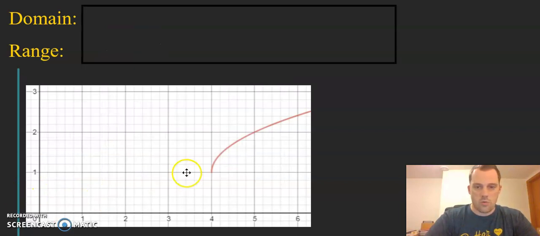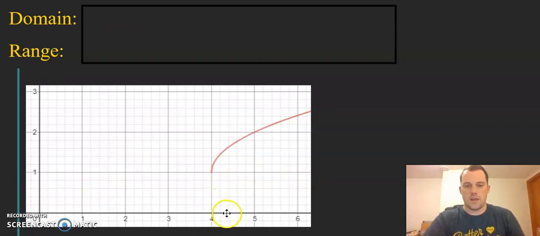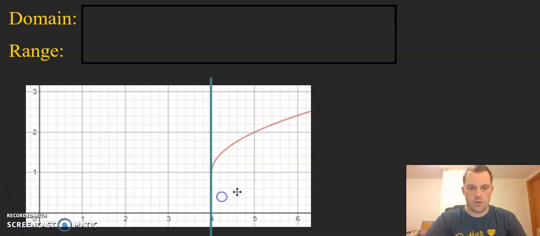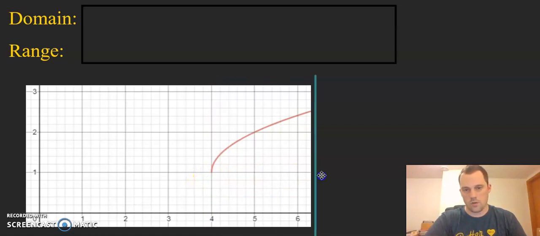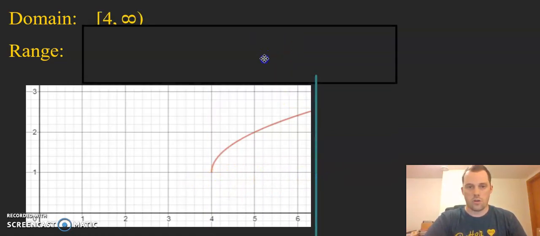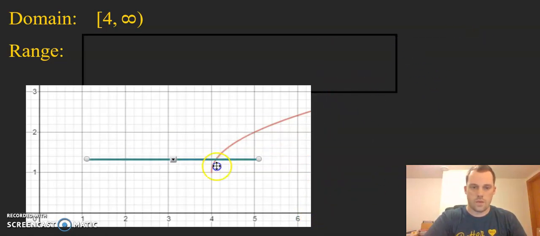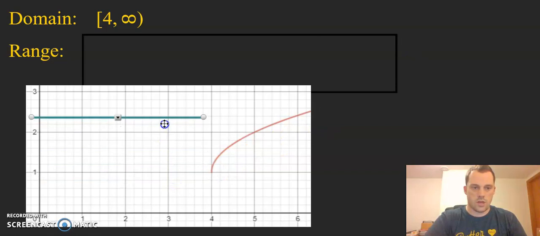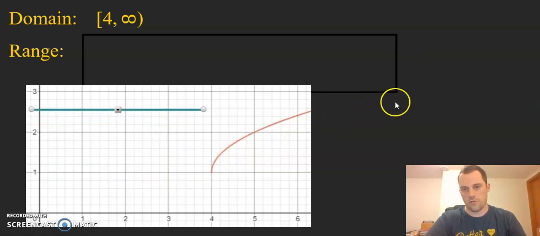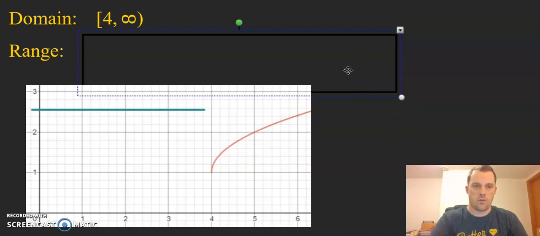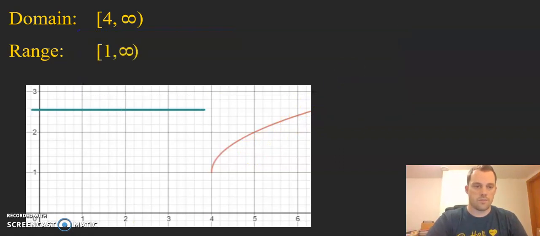Last two examples, we've got square root functions. So our domain here starts at 4, right? So this is our minimum value. It doesn't go any further to the left, and to the right it goes forever. So we go from 4 to infinity. And then our range, we start at a y value of 1, right? So it starts here and goes up forever. Even though it looks like it's going to flatten out, it does slowly go up towards infinity. So we have a range of 1 to infinity.